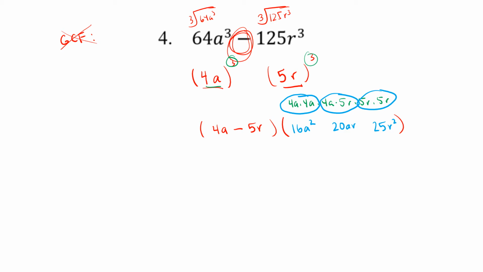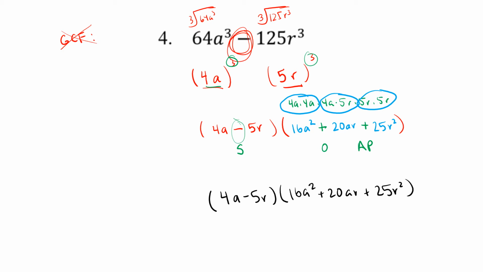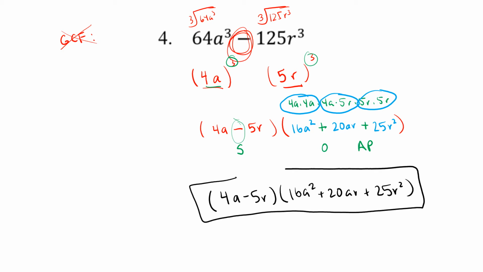And to figure out what goes in between all of these numbers, that's where we use SOAP, right? Same, opposite, always positive. The original was subtraction, so that's why this stays subtraction. The opposite of subtraction is addition. Always positive means that's always addition there at the end, giving us our factored form. Again, let me just write it down here. Minus 5R, 16A squared plus 20AR plus 25R squared. Finishing off number 4 there. So make sure you're taking your time when you're finding those two key pieces of information, because that's kind of what gives us our entire factored expression.